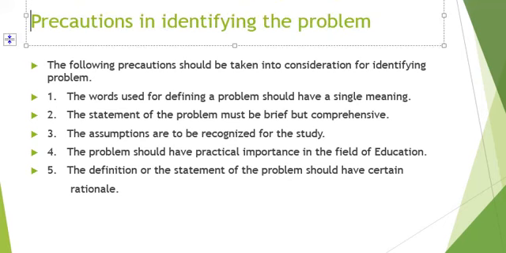What are the things a researcher can keep in mind when he is going to identify the problem? Sometimes different researchers take it just like a gap in other research. So as a problem, you select a gap, and then what are the precautionary measures when you are going to select a gap or a research problem in the field? The following precautions should be taken into consideration for identifying the problem. The words used for defining a problem should have a single meaning.